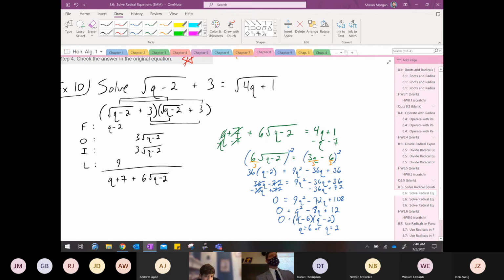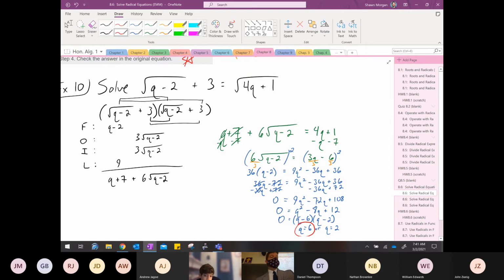Let's see here. All right, y'all help me out. We can do this in our heads. 6 minus 2 is 4. Square root of 4 is 2 plus 3 is 5 on the left. 6 times 4 is 24 plus 1 is 25. Square root of 25 is 5 on the right. Ding, ding, ding, ding, ding. 6 looks like a good number. Let's see if 2 does the same thing.